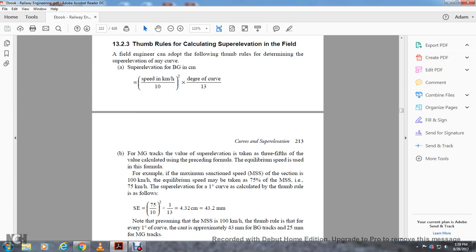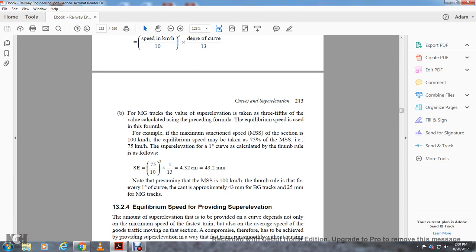For example, the sanctioned speed of the section is 100 kilometers per hour. The equilibrium speed is taken as 75% of the maximum sanctioned speed, that is 75 kilometers per hour. Superelevation for 1 degree of curve calculated with the thumb rule is as follows: SE is equal to 75 divided by 10, squared, times 1 over 13, equal to 4.32 centimeters or 43.2 millimeters. Note the maximum sanctioned speed is 100 kilometers per hour. The thumb rule is that for every 1 degree of curve, the cant is approximately 43 millimeters for broad gauge and 295 millimeters for meter gauge.